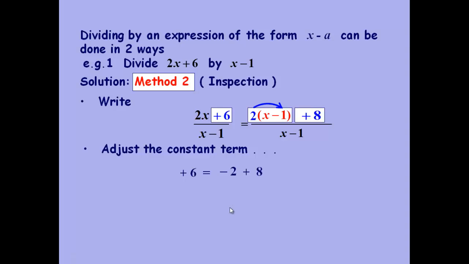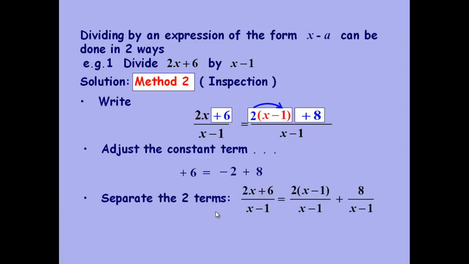And there we are. We can now cancel the x minus 1's in this first term, but we can't here, so we leave this as 8 over x minus 1. So we separate the two terms like so, cancel the x minus 1's, and we get a quotient of 2 and a remainder of 8.